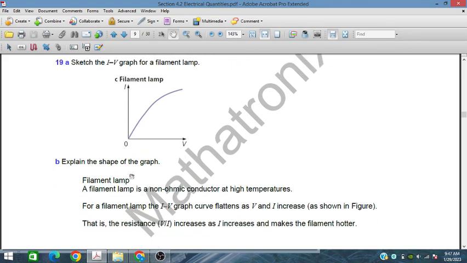Explain the shape of the graph. Filament lamp is a non-ohmic conductor at high temperature. When more current flows, it heats up, and at that time it shows non-ohmic behavior at high temperatures, and the IV graph curve of the filament lamp flattens as V and I increase. So voltage and current increase, it's flattened. It's not linear, it's rather flattened. As shown in the figure, the resistance V upon I increases as I increases and makes the filament hotter.